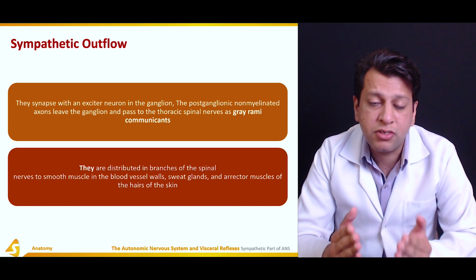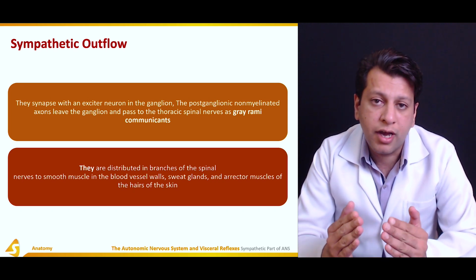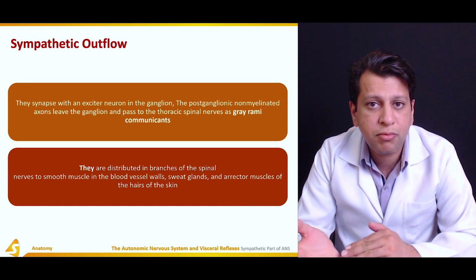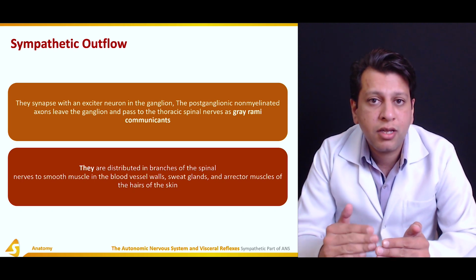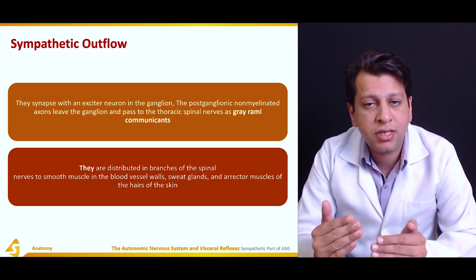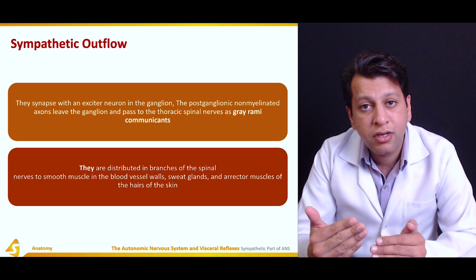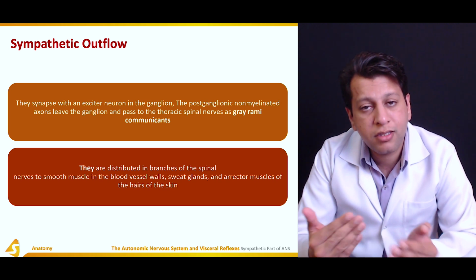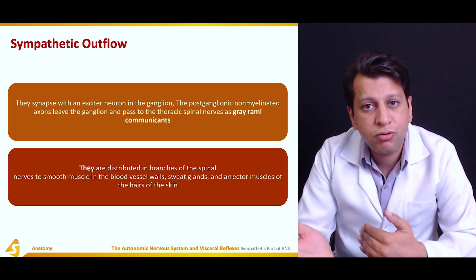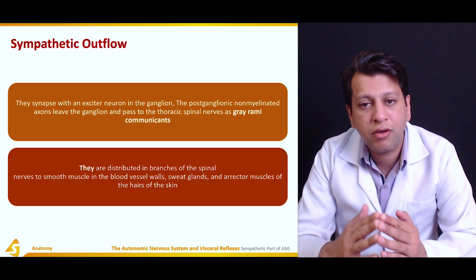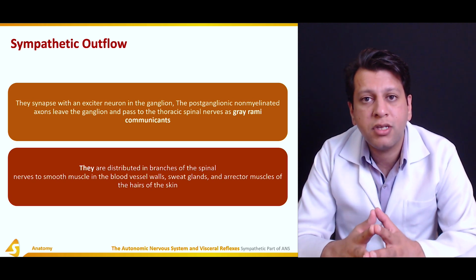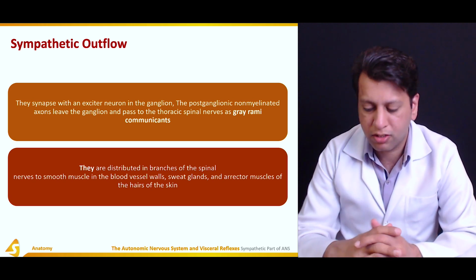Now remember, this outflow could be three-way. Either they synapse at the same level and then exit as a gray rami communicans. They can enter at the same level, but synapse two or three levels above the level at which they entered. And the other way is that they do not synapse at all. They just pass through the autonomic ganglia and form a splanchnic nerve, and they eventually synapse in the ganglia which is present near the effector organ or the target organ.